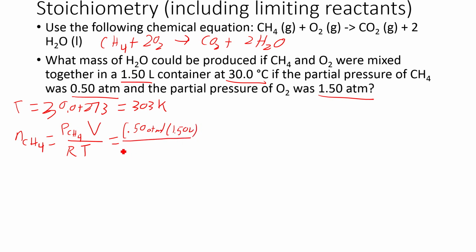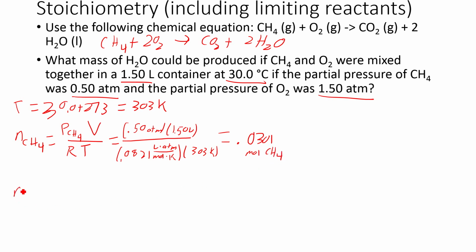Divide this by our R, 0.0821 liters times atmospheres over moles times Kelvin. Our temperature is going to be 303 Kelvin, which we just found. So multiply all these together: 0.5 times 1.5, divided by 0.0821, divided by 303. From here, we are going to get 0.0301 moles of CH4.